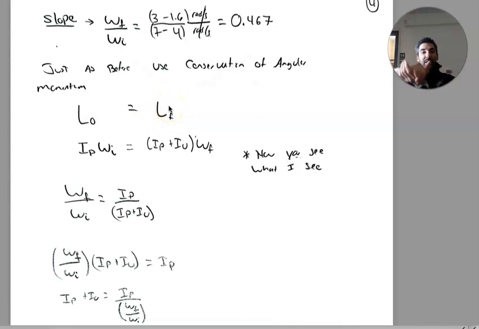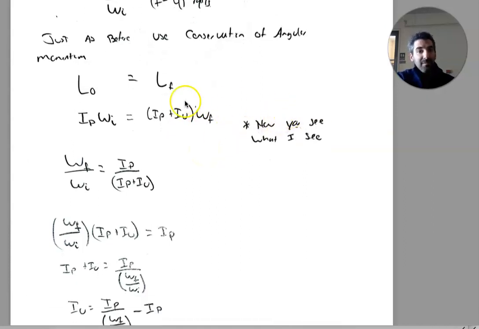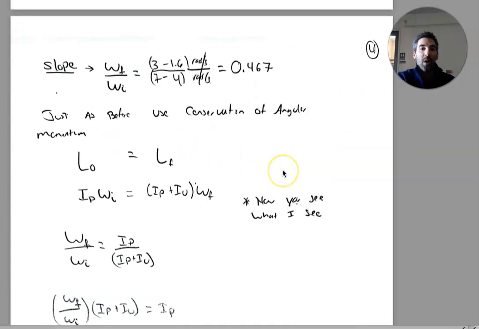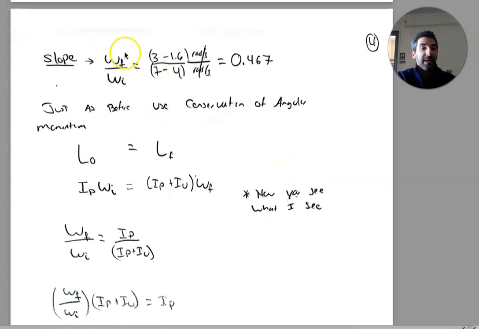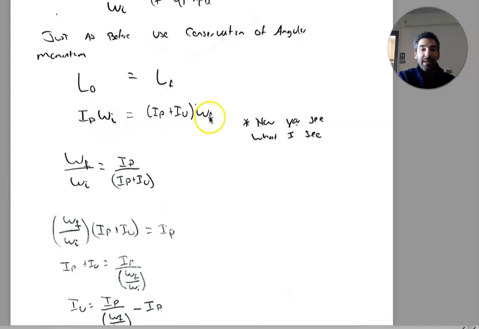So I have 2 objects, not identical anymore, 2 objects on top. That's what we have here. For moment of inertia, we just add, similar to mass. So platform and the unknown times the final velocity. Now you might be able to see why I took the slope of the line. Look, slope of the line, omega f over omega i. So I'm looking at this, I want to get omega f over omega i. So that's what I arranged. My final rotational velocity, my initial rotational velocity, and I set up this proportion.